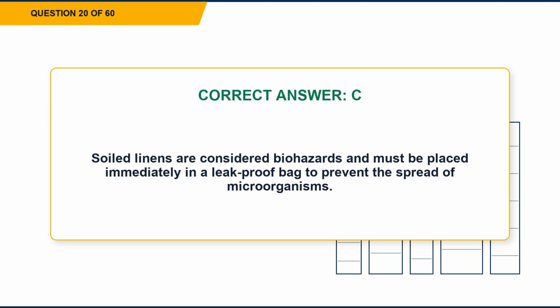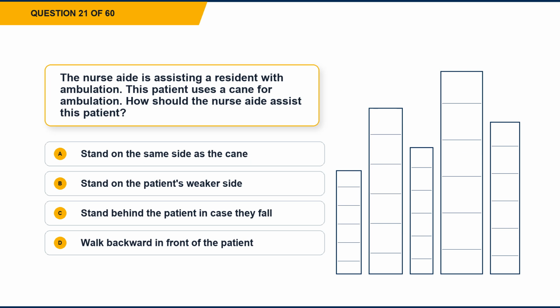microorganisms. Question 21. The nurse aide is assisting a resident with ambulation. This patient uses a cane for ambulation. How should the nurse aide assist this patient? Option A, stand on the same side as the cane. Option B, stand on the patient's weaker side.